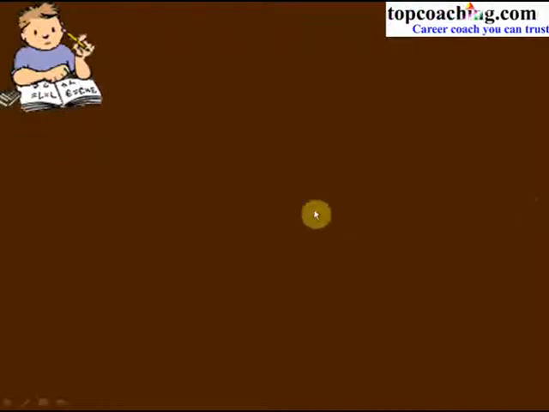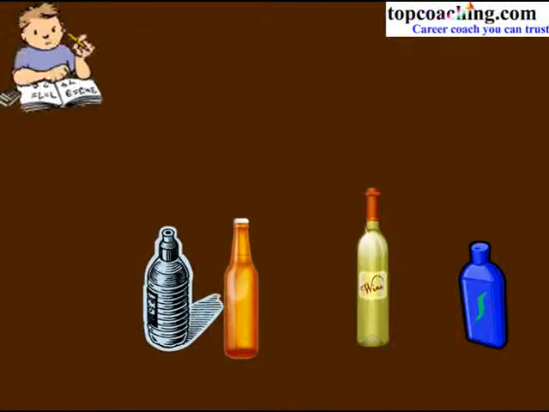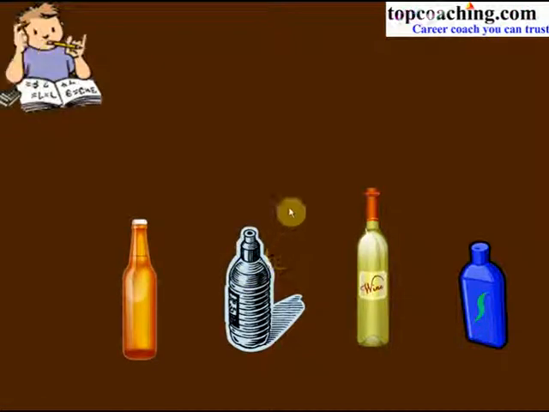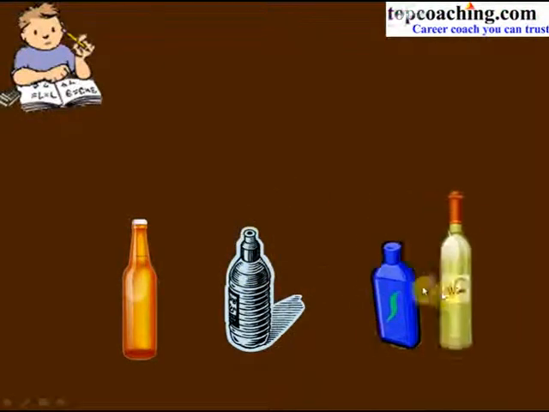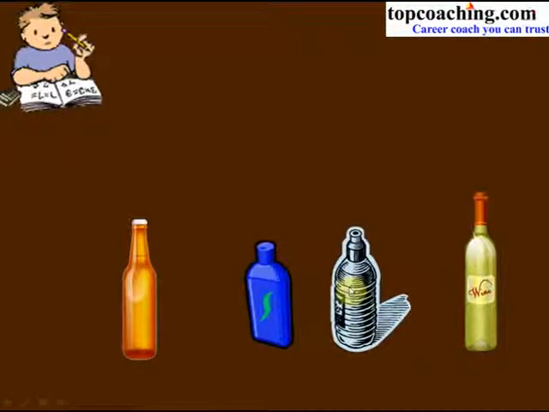First of all, let's take an example. Let us say that we have got 4 bottles. Now we can arrange these bottles in different ways. For example, we can arrange them in this manner. We can arrange them in this way. We can also arrange these 2 bottles in this way.